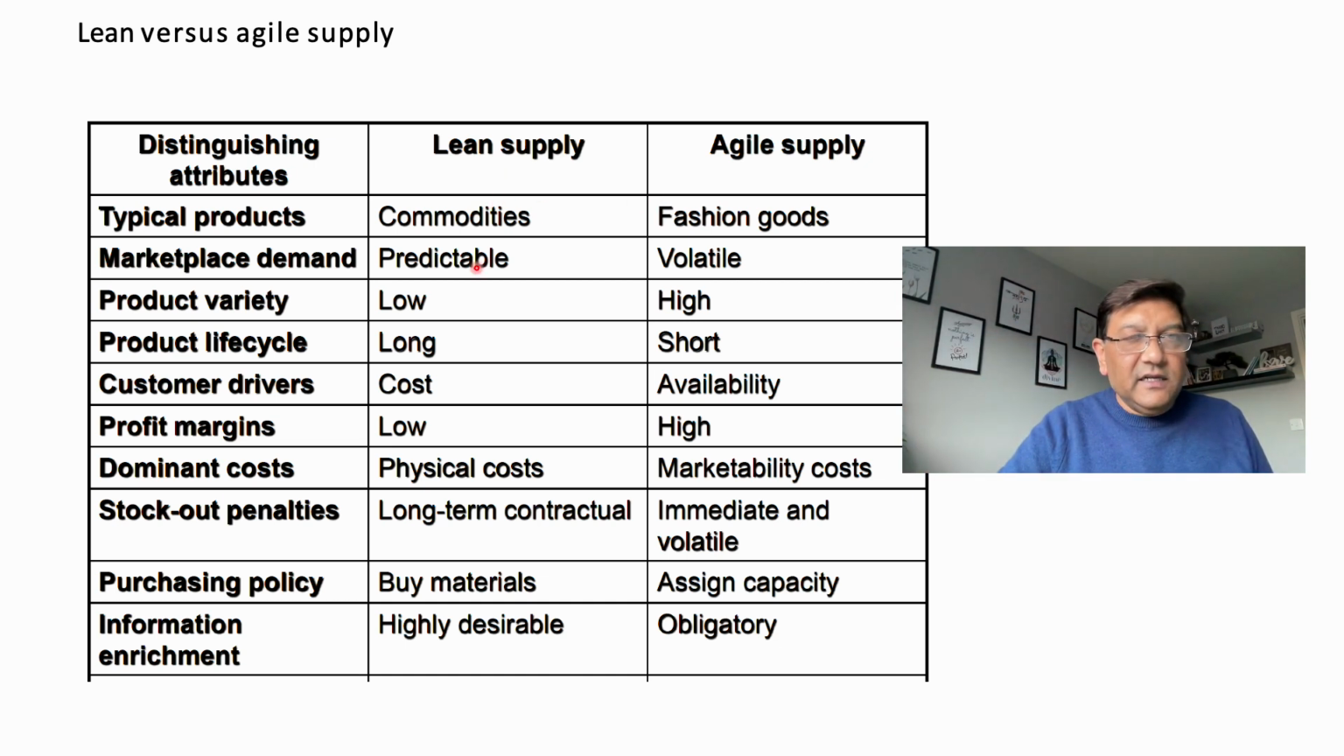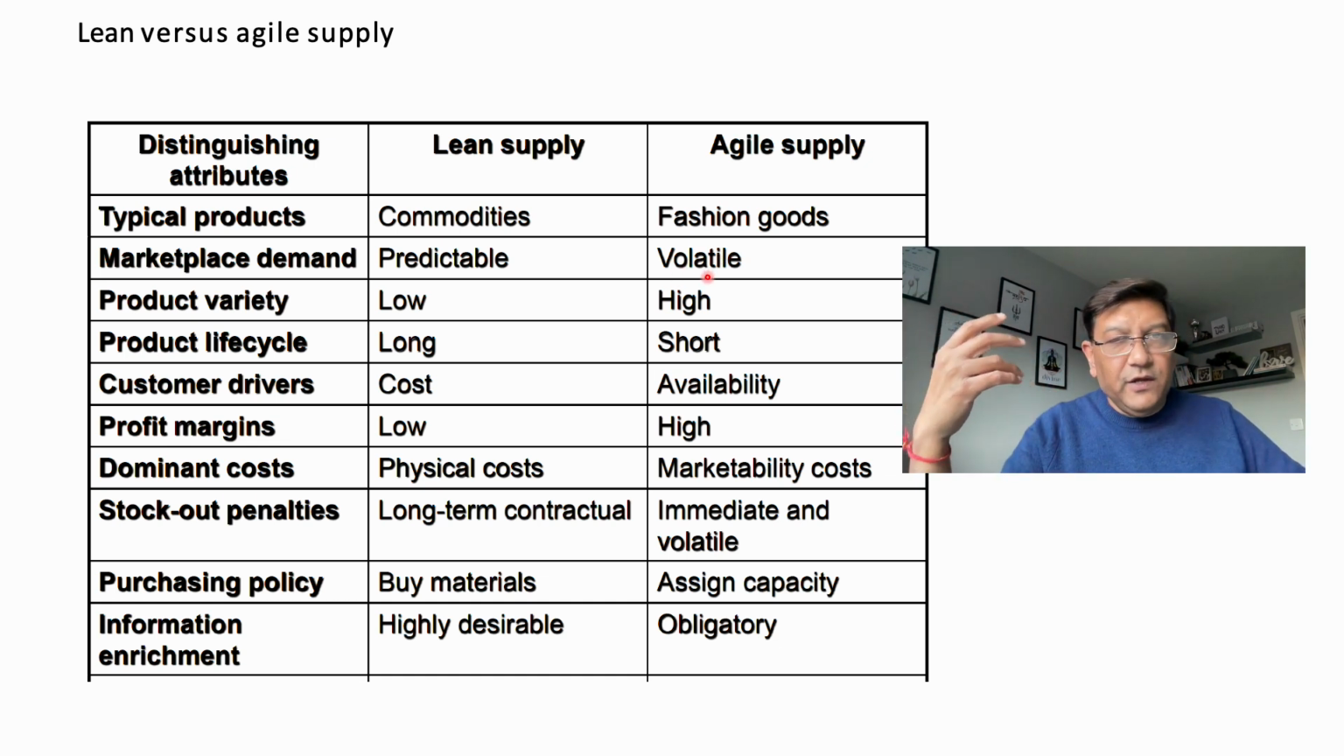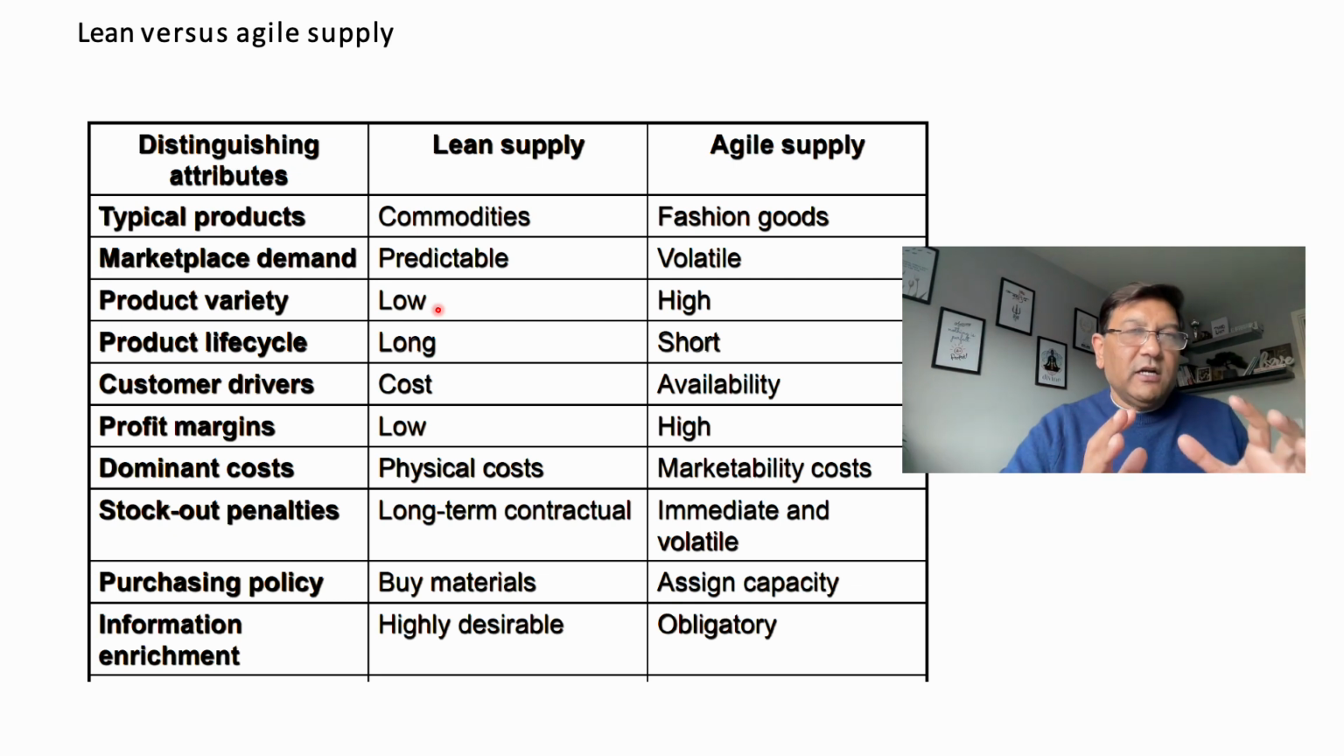Also in lean, the demand is predictable, because it's stable. And in agile, the demand is volatile, it keeps changing every day, maybe every hour or every week or every month. It keeps changing. In lean, we have a low product variety because we are working on standardization, which we have talked about earlier, and we are working on modular design.